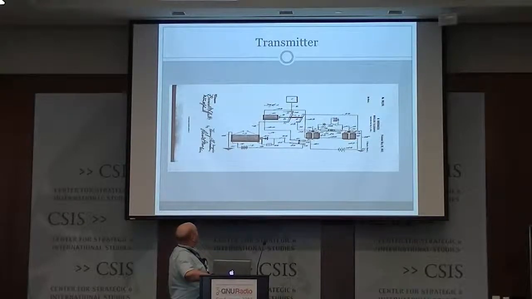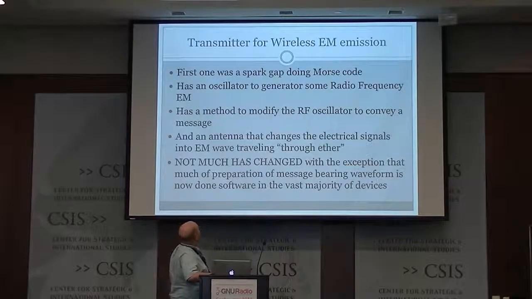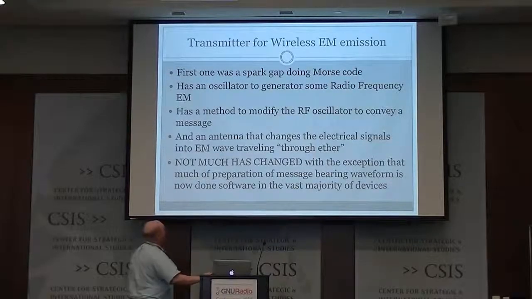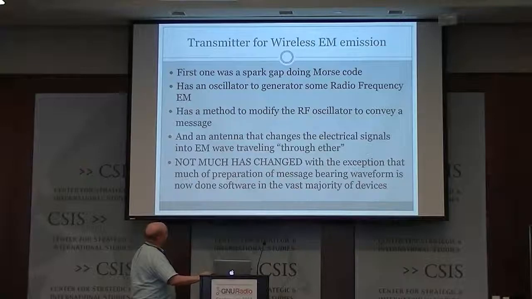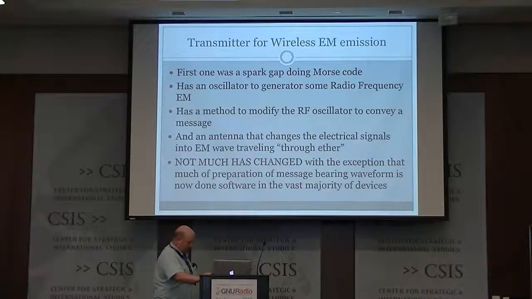Okay, so this is the first transmitter, patented way long ago by Shoemaker. All right, so a transmitter for wireless electromagnetic emission. The first one was a spark gap doing Morse. It had an oscillator to generate some frequency, and it had a filter to keep it kind of focused. It has a method to modify the RF oscillator to convey a message. As I said, it turned it on and off. So that would be the way the thing worked. And it had an antenna.